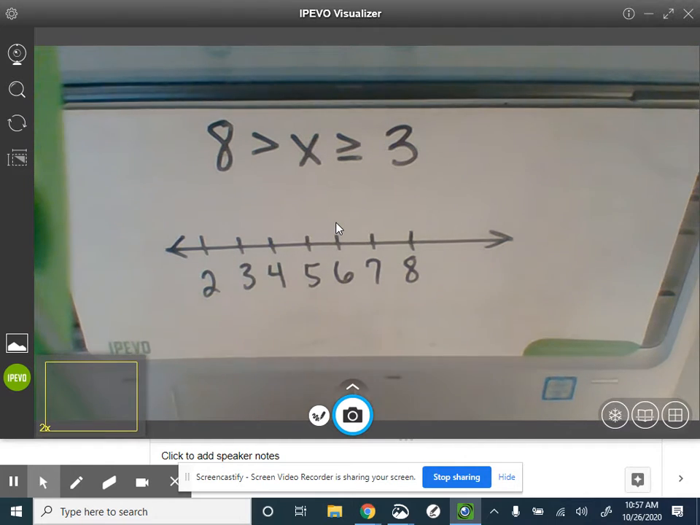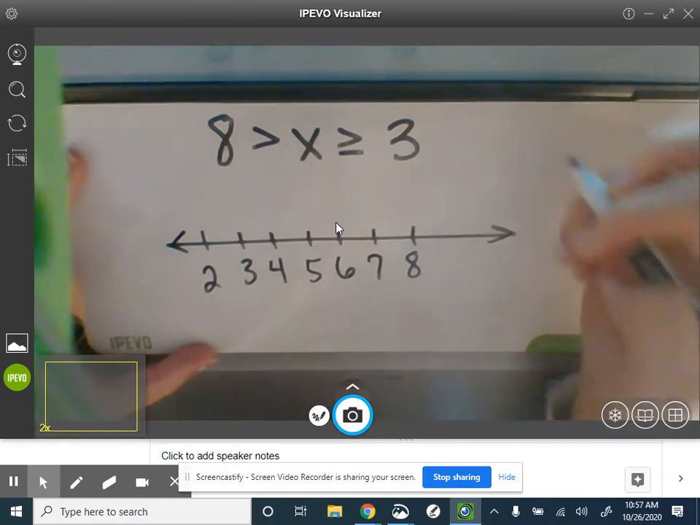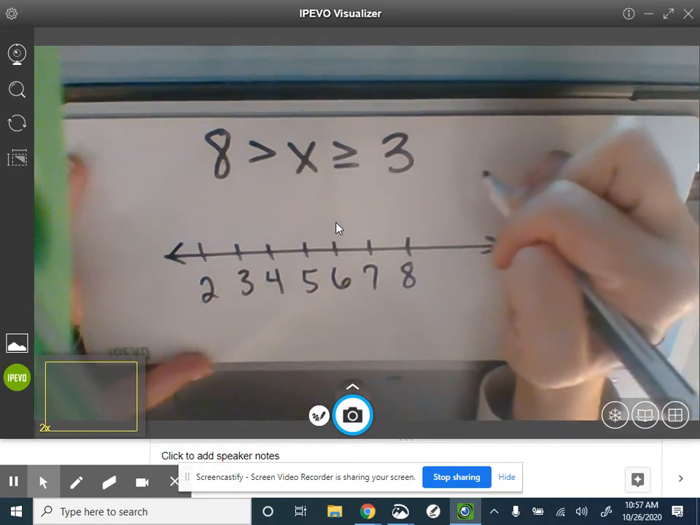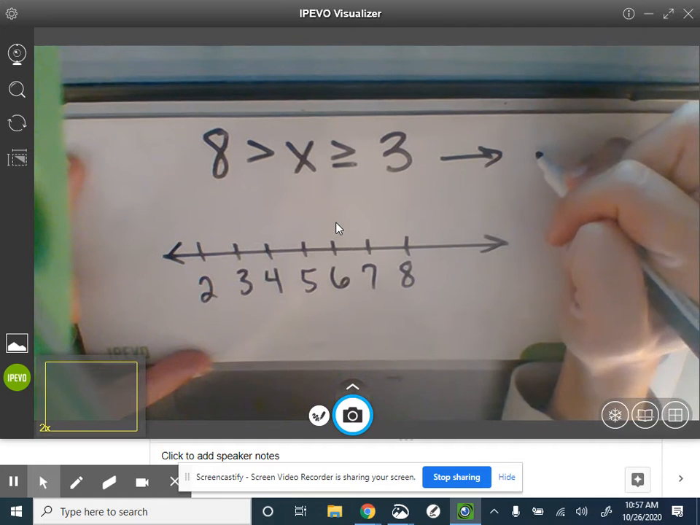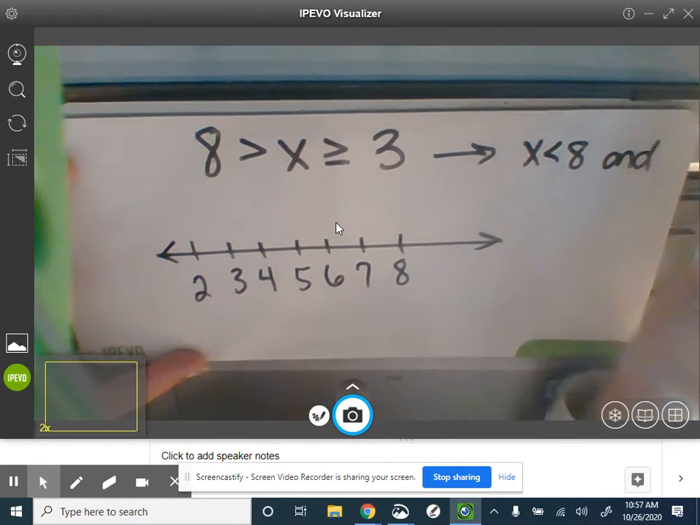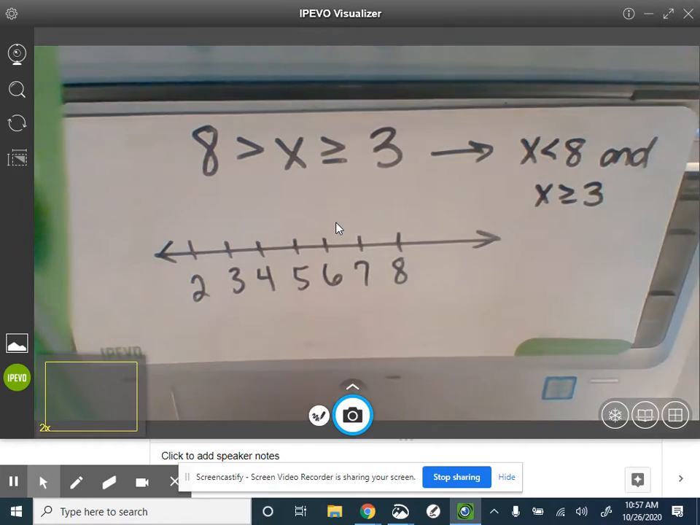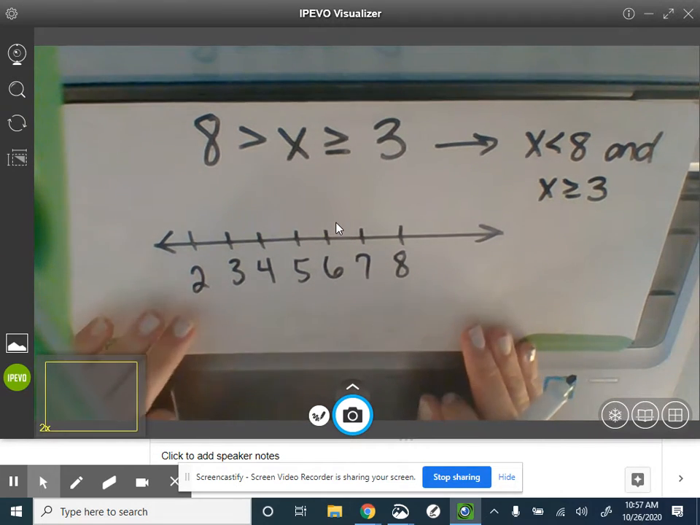So we have 8 is greater than x, and x is greater than or equal to 3. Remember, if it's written together, it's an "and" and needs to satisfy both of them. I'm going to break it apart though, and make it x is less than 8 and x is greater than or equal to 3. So I'm going to be looking for where they overlap, the parts that they share. That's also called an intersection.